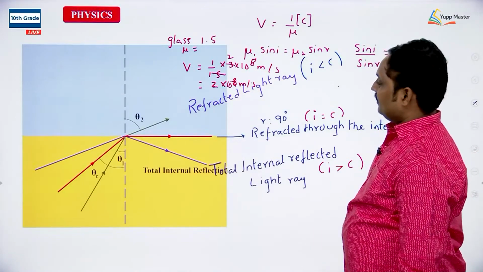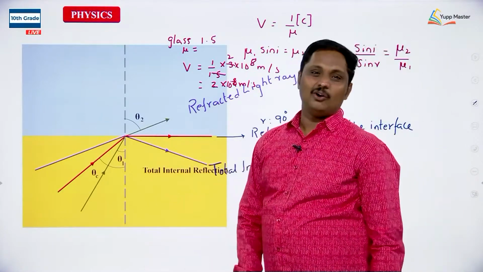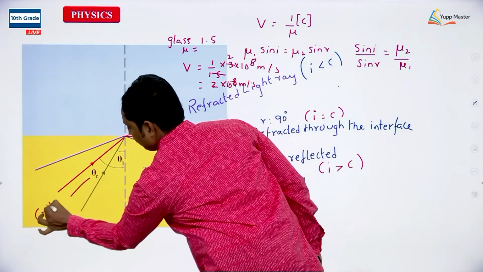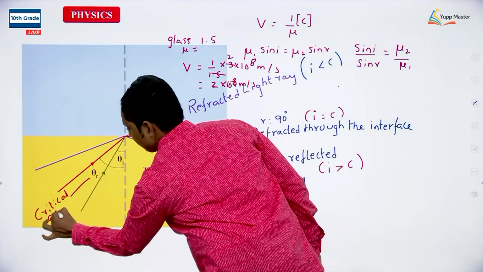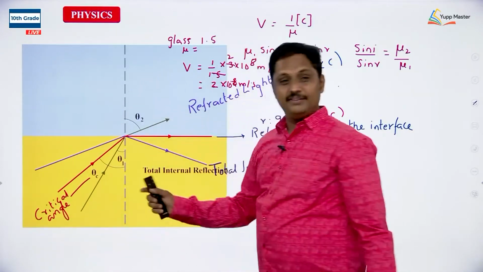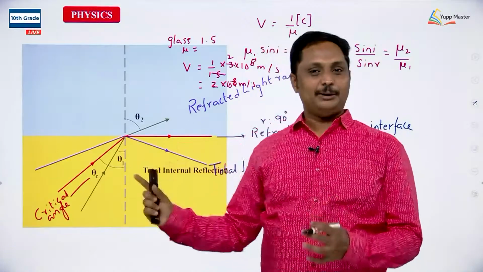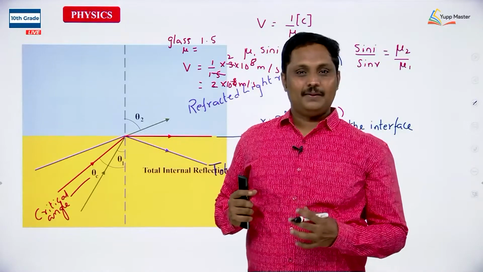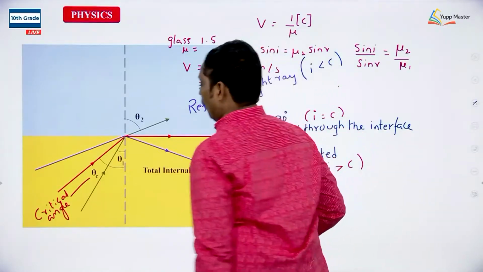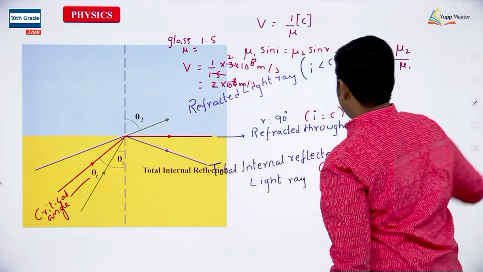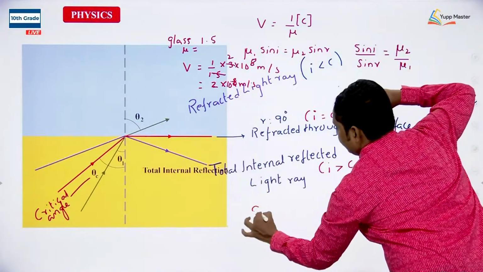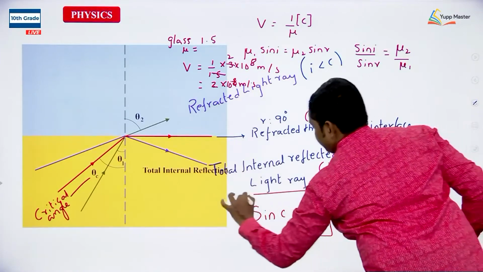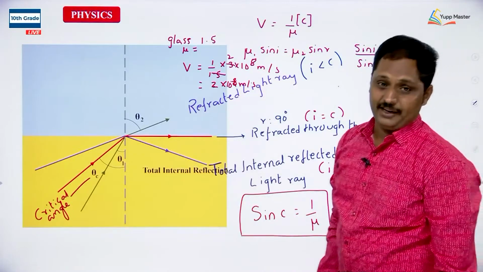We can see that is the critical angle. You can define the critical angle also. It is the one reference. Critical angle is different for different materials. Based on the critical angle we can solve the problems. That is, if you are getting this critical angle, sin C is equal to 1 by mu. This is the relation between the critical angle and the refractive index of the material.